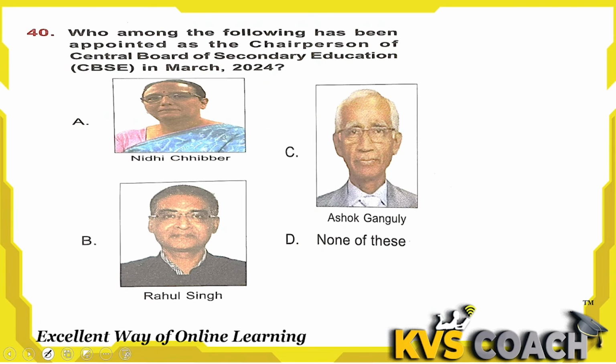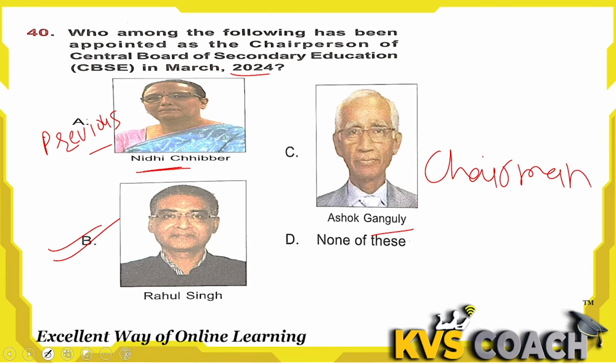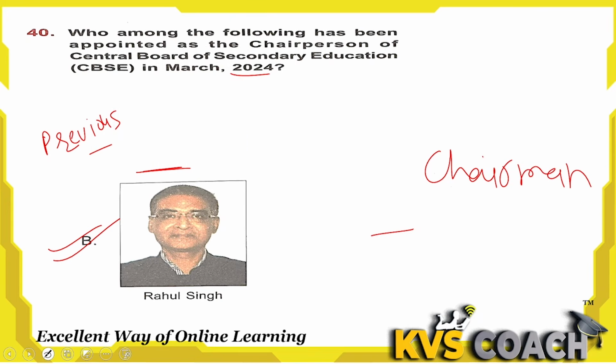Next question is, who among the following has been appointed as the chairperson of Central Board of Secondary Education in March 2024? That was Rahul Singh, chairperson of CBSE. The previous chairperson was Nidhi Chibber. Before Rahul, it was Nidhi Chibber. And Ashok Ganguly is the chairman of CBSE, not chairperson but chairman. So option B for chairperson is the right answer here.